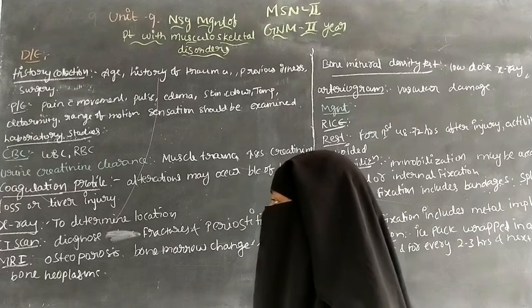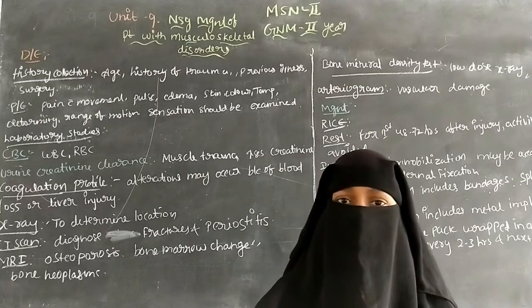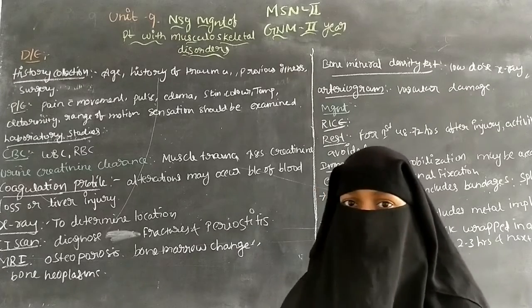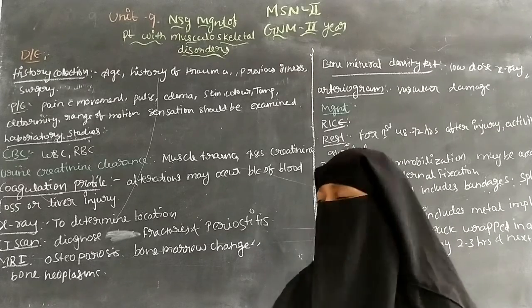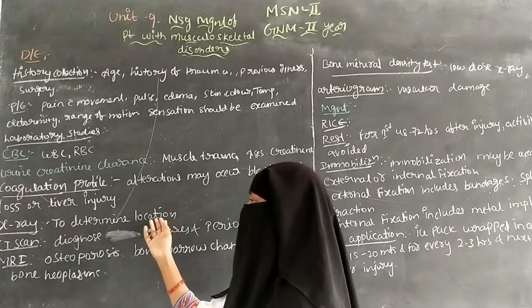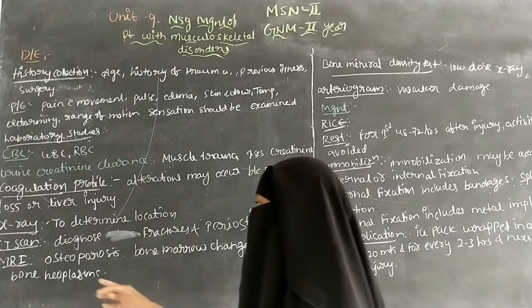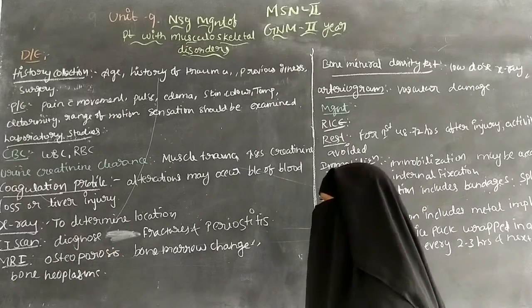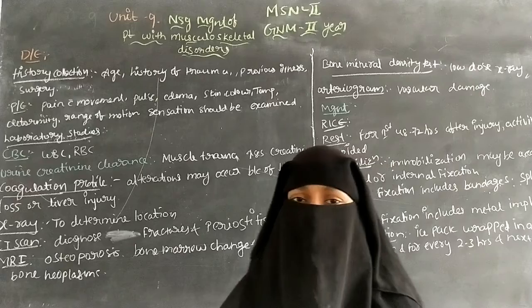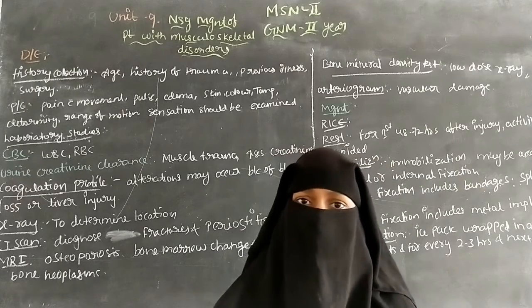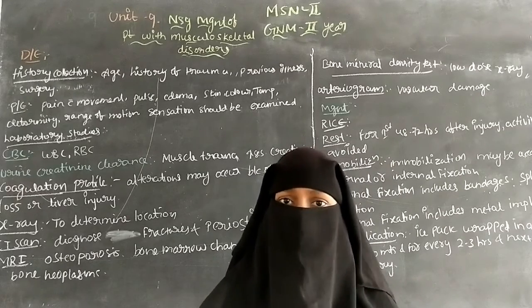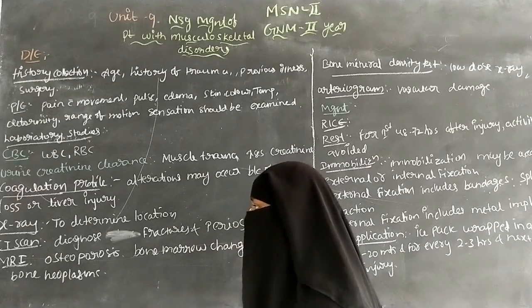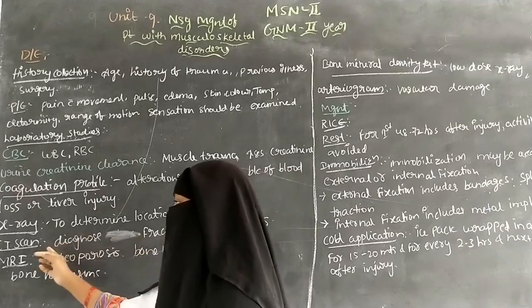And the next one is X-ray. X-ray can be done to determine the location, where the fracture has occurred and where it is present. The next one is CT scan, which can be done to diagnose a fracture and periosteitis, which means inflammation of the periosteum, the covering layer of the bones. Inflammation of the periosteum or any fracture can be diagnosed by the CT scan.